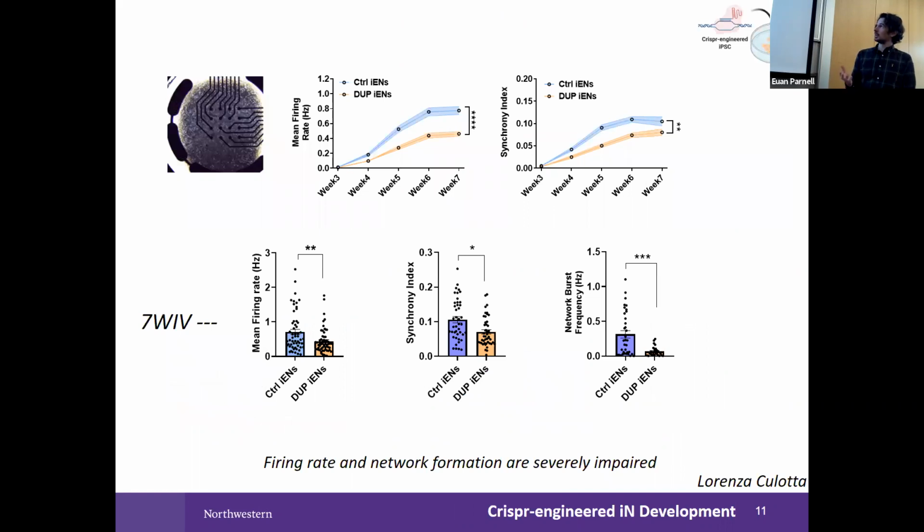And so in our isogenic lines, we saw a really striking effect on the development of our neuron cultures. So in the top, in the blue, we have our control lines, which don't have any modifications to the genome. We see they develop over the 7 weeks that we culture them. They fire more, and they fire in more network events. So the synchrony index increases over the 7 weeks, and the network bursting. We see a really strong deficit in both the firing rate and the formation of these networks due to the 16p11.2 duplication. And this was data produced by Lorenzo.